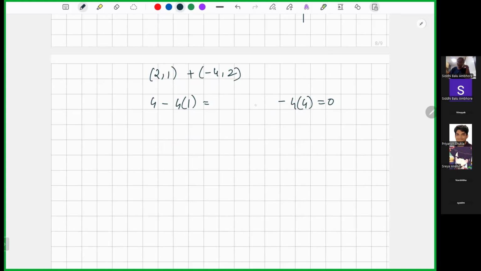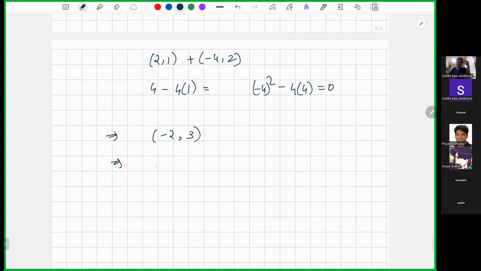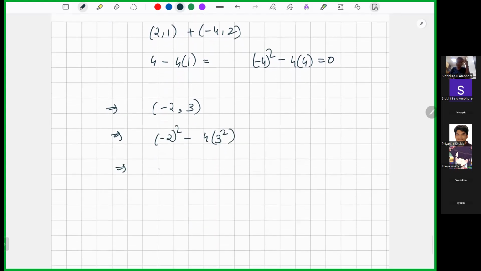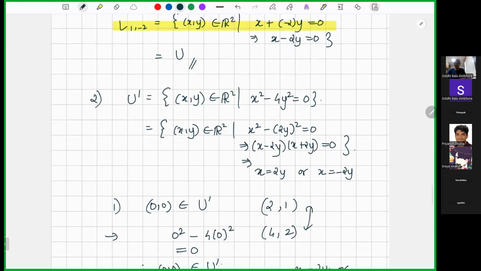still belongs to the set because minus 4 square is 4 minus 2 is 2. Minus 2. And this is 3. And now this is minus 4 square minus 4 into 3 square. This now does not belong to the set, right? Because this is 4, this is 4 into 9. So this is non-zero. So this U dash is actually not a subspace.